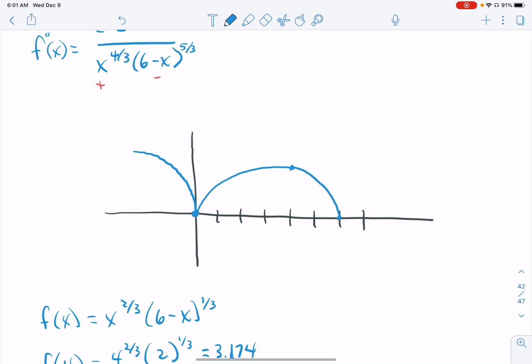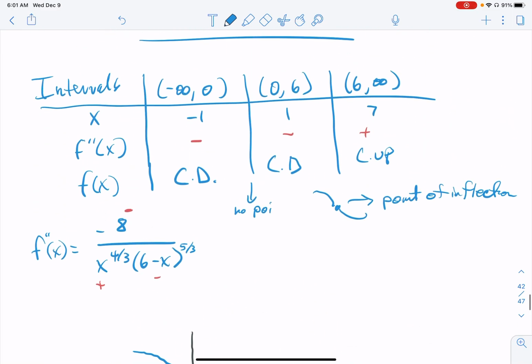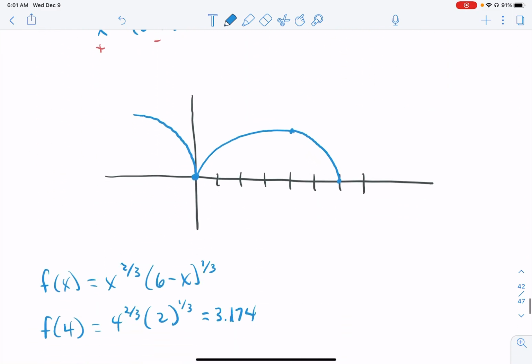But it's at this particular point that it changes from concave down to concave up, and this is our point of inflection. Okay, so you can visualize right here that we would have ourselves a vertical tangent line. All right, so there's the graph.